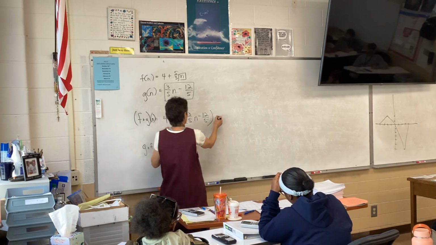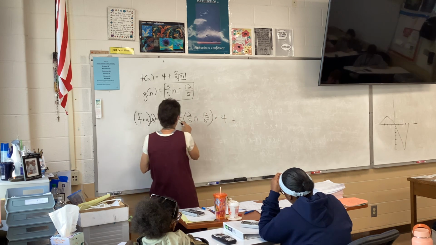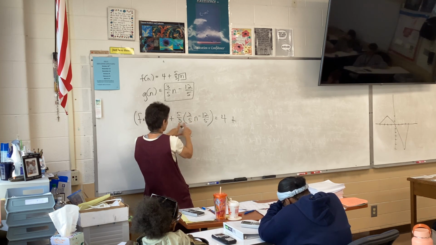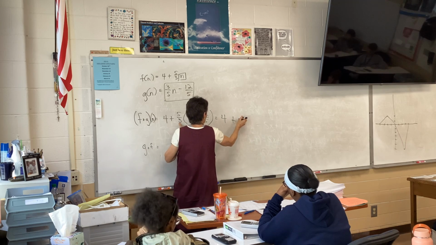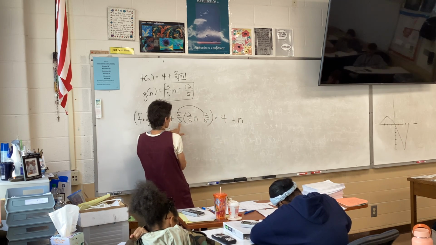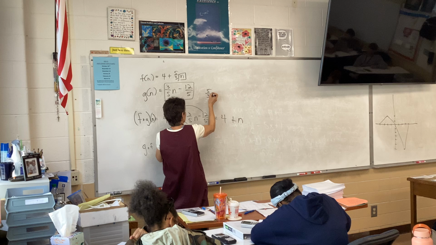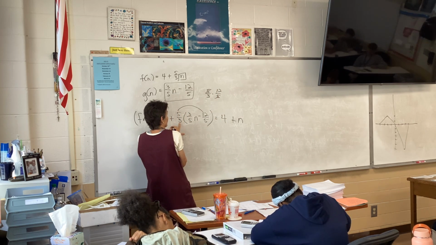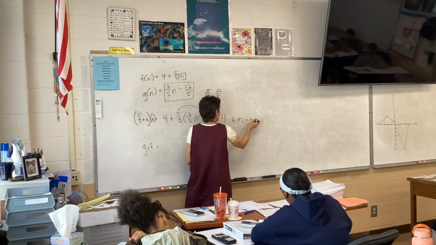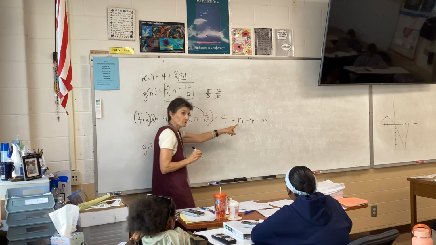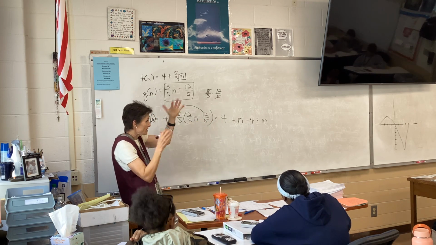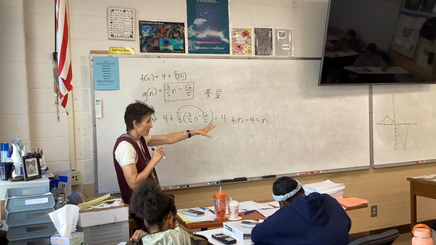Alright, so what does this come out to be? 4 plus, alright, let's distribute. What happens here? Don't you just get n? And then distribute. What happens when you multiply 5/3 times 12/5? 4. And that's exactly what needed to happen. If they are inverses, everything's going to cancel out and you're left with just your variable.